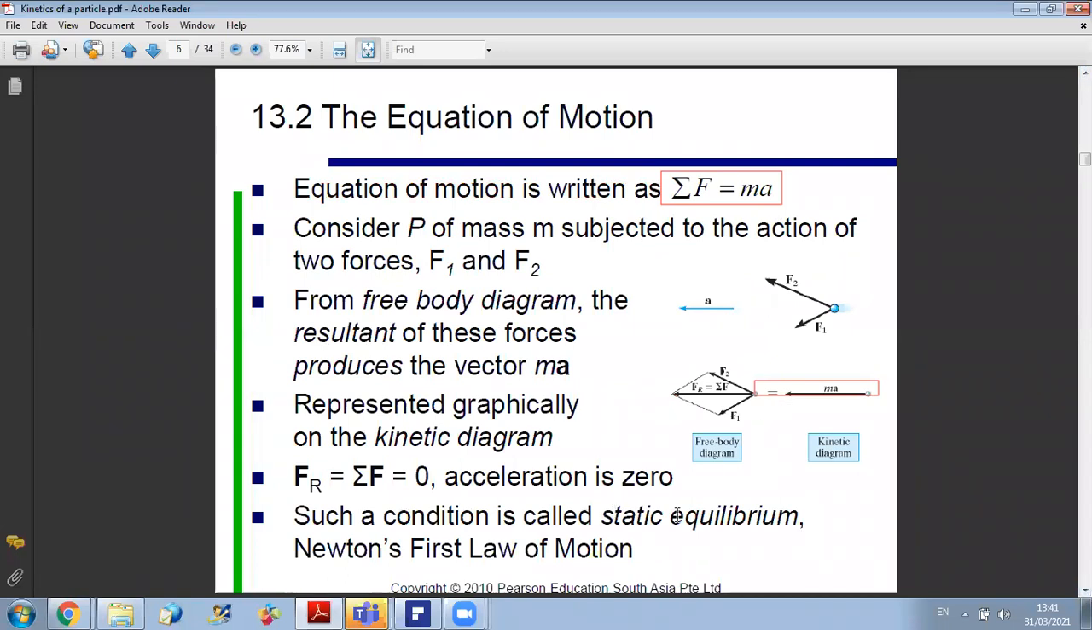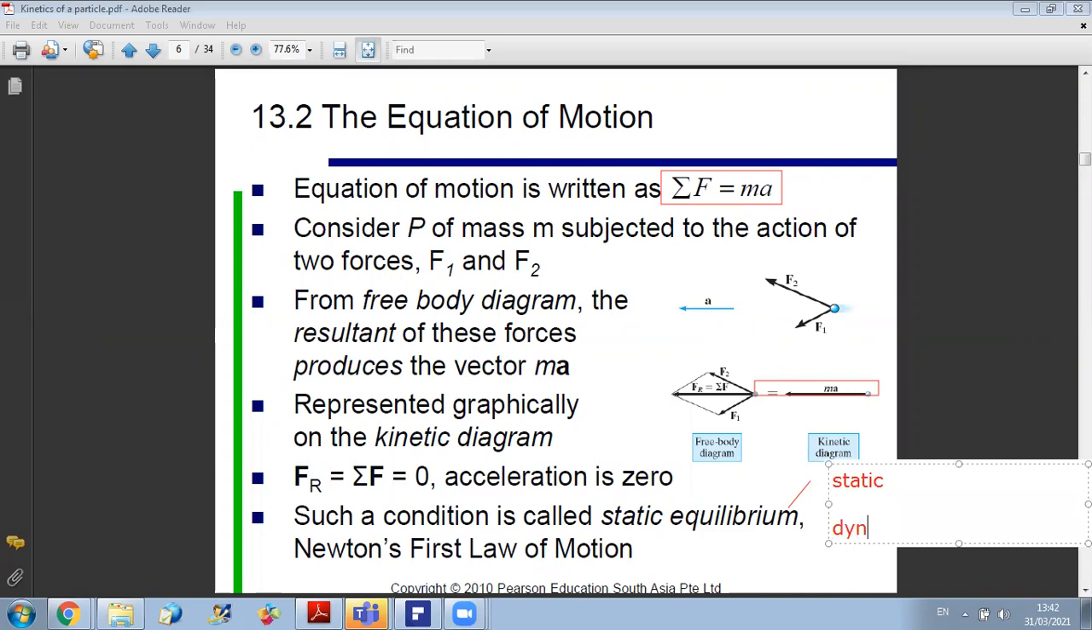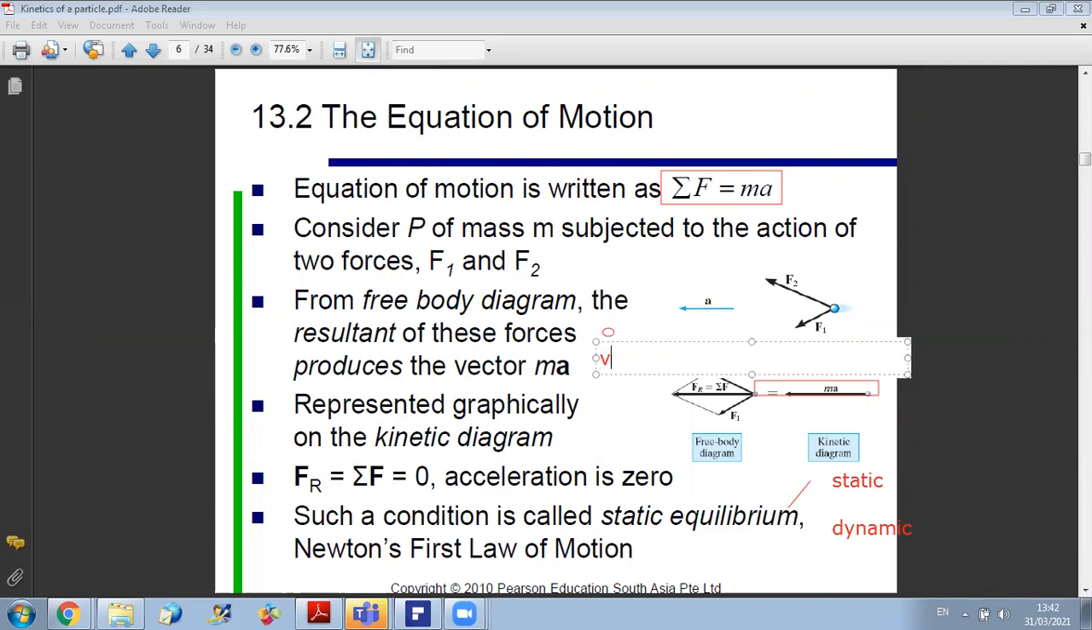Yes, sure. About the equilibrium. For equilibrium, you can have static equilibrium or dynamic equilibrium. What is the difference? When I say static equilibrium, then my body is not moving at all. In the case of static, this is my particle, then V equals 0 and a equals 0. So it's not moving. This is called static equilibrium.